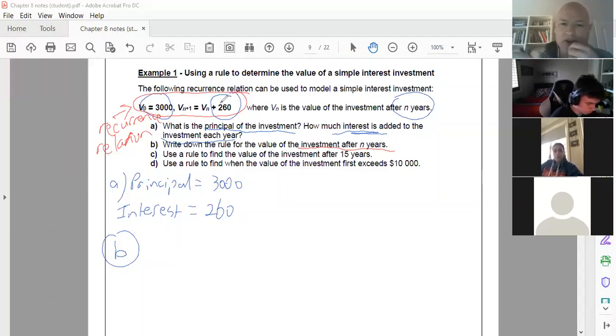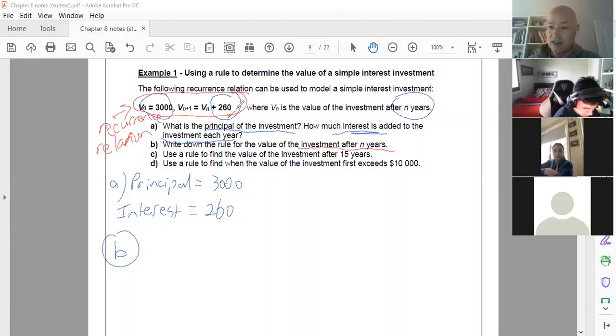So let's think about what's happening here. We've got some money, $3,000 in the bank. At the end of the first year, they give us $260. At the end of the next year, the second year, they give us another $260. At the end of the third year, they give us another $260. So every year, at the end of every year, they're giving us $260. So we're going to write that in a rule in terms of n.